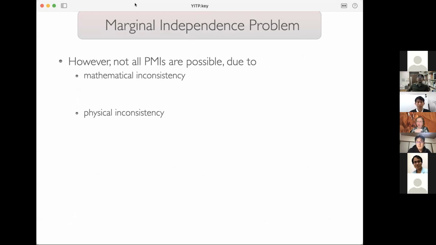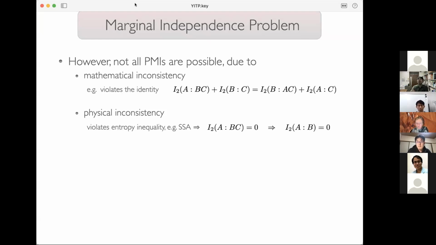And just to motivate why not all possible patterns can be realizable, can exist, correspond to some physical states, there's two basic types of things that prevent you. One type is mathematical inconsistency, and another one is physical inconsistency. Mathematical inconsistencies are things like identities that would get violated.